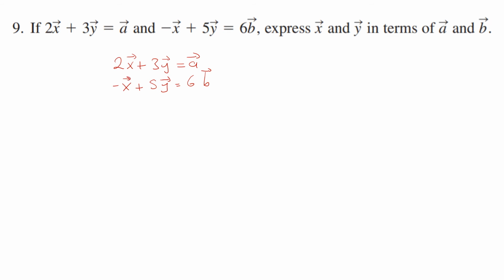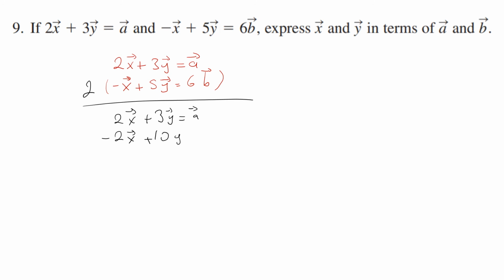The easiest way to cancel is to multiply the second equation by 2. So I have 2x plus 3y equaling a, and underneath I have negative 2x plus 10y equaling 12b. Now I see I can cancel these two out and have only one variable on the left side, so I can solve for y. So now I have 13y equaling 12b plus a.